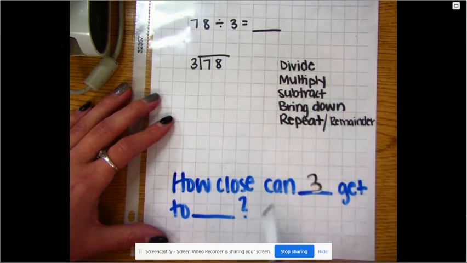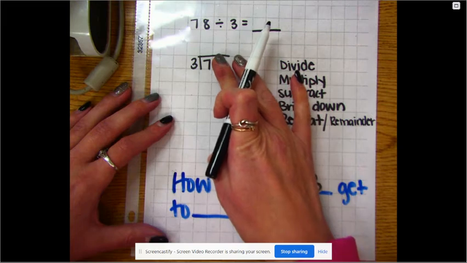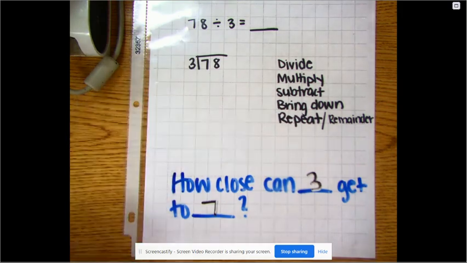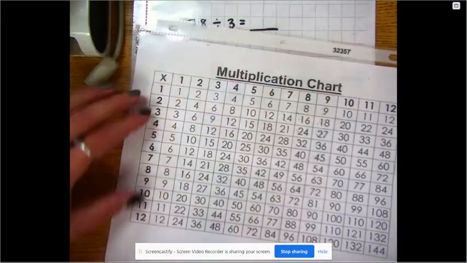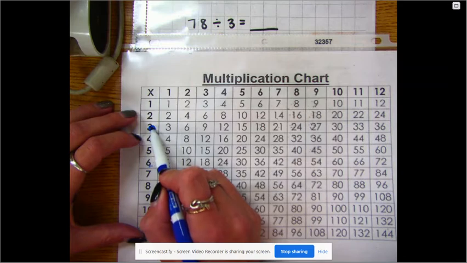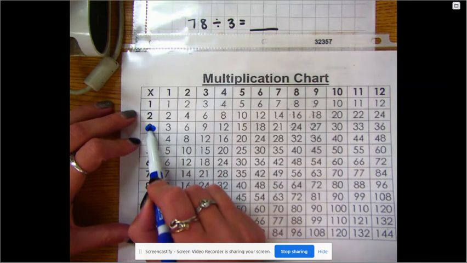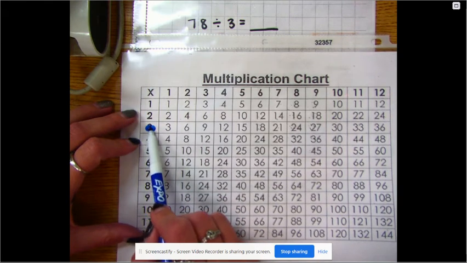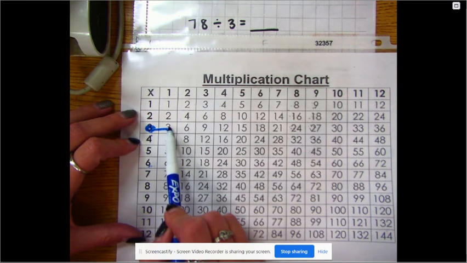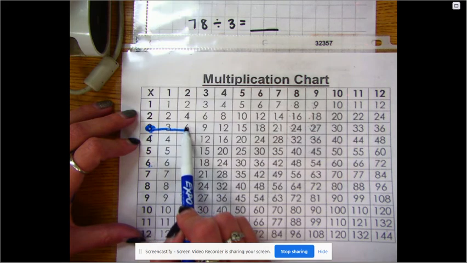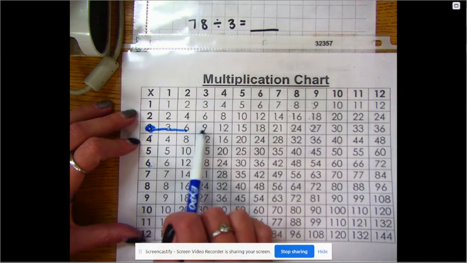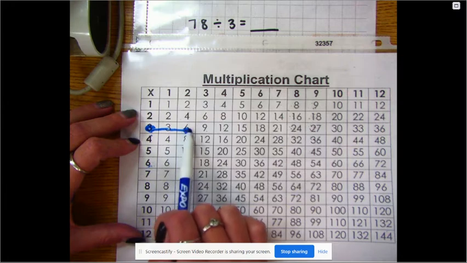In this instance, I'm going to say, how close can 3, it's always your divisor first, get to, and I'm just going to look at my first digit, 7. Let's use our multiplication chart. 3 is my divisor. How close can I get it to 7 without going over? You cannot go over or you'll get the wrong quotient. So let's see. 3. Well, I can get closer to 7 than just 3. 6. Well, 6 is pretty close to 7. I can't go to 9 because 9 is bigger than 7. So I have to go to 6.